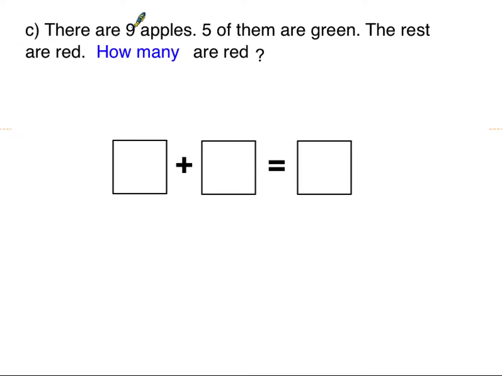There are 9 apples. 5 of them are green. The rest are red. So we know that we have 9 in total. So that one goes there. We know the other number is 5. We don't know this one. So grab the 5, count to 9. 5, 6, 7, 8, 9. I hope you have 4 fingers up.